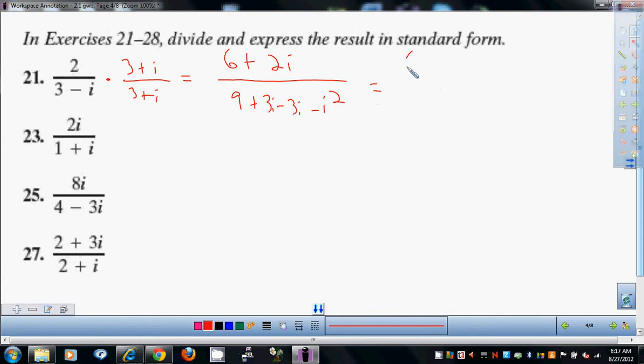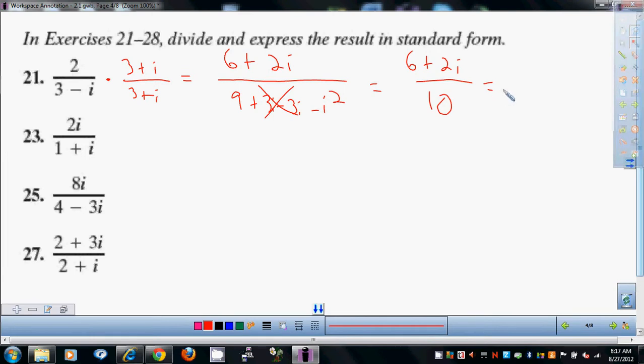Which gives me 6 plus 2i over, what's this going to be? What's 9 minus i squared? 10. Very good. So that'll be 9 minus negative 1, which will be plus 1. 10.